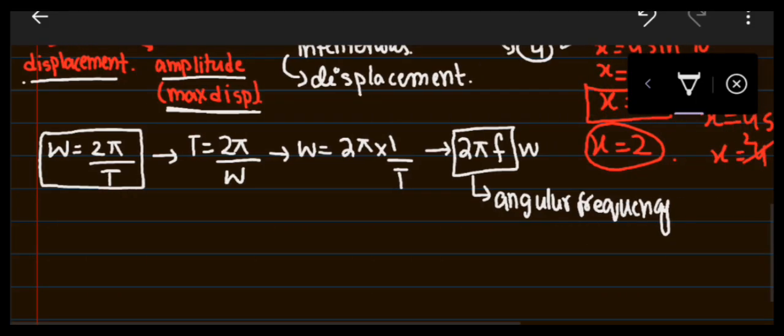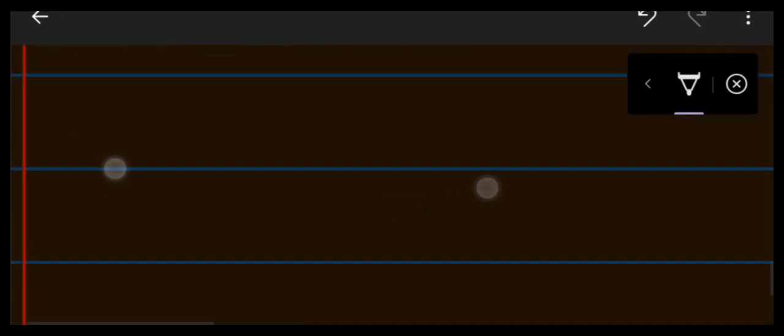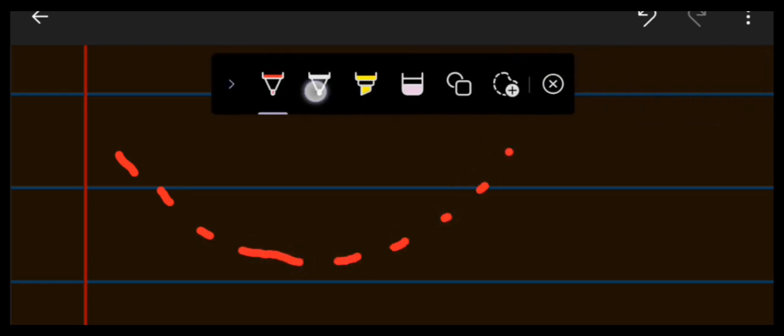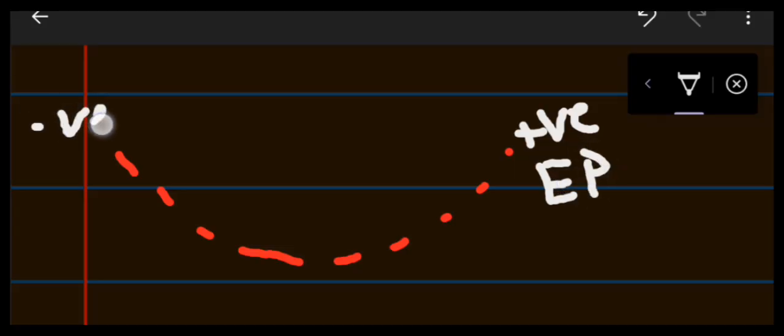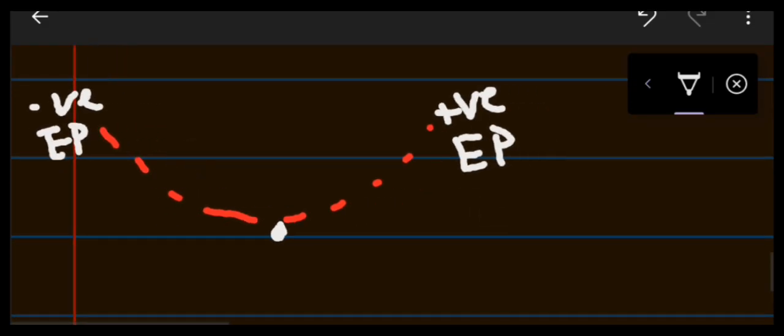Angular frequency. Okay. So now the last topic. For example, if I told you this is what I'm going to do. This is the positive extreme point, this is the negative extreme point, and this is the mean point.